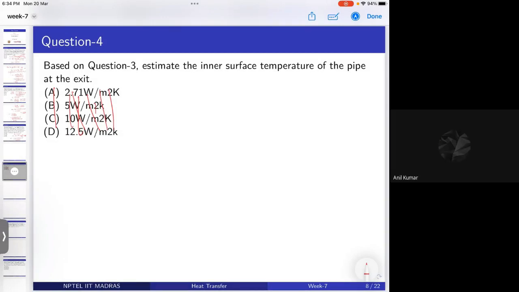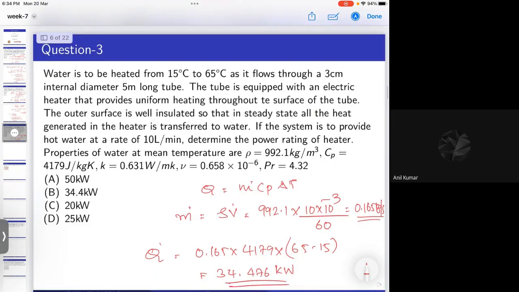What should be the condition, that it should be at a constant surface temperature? No, no. It is equipped with the electric heater that provides uniform heating throughout the surface. So it's like a pipe, and we are wrapping a micro wire around this surface so that it will give heat. So that condition is a constant heat flux condition, so it's not a constant surface temperature. So the condition here is that the tube has a constant heat flux. I hope you understood.